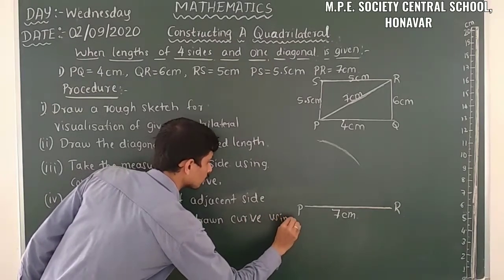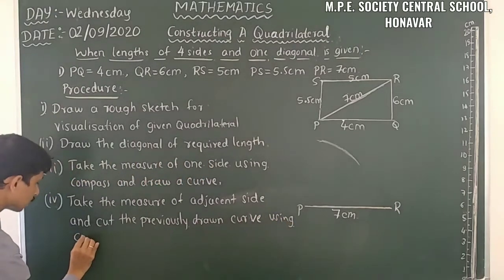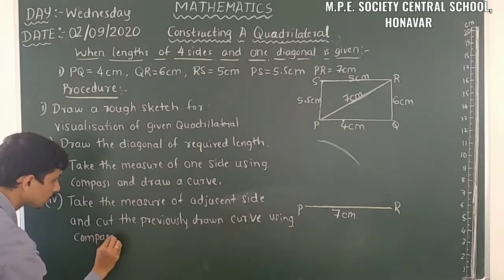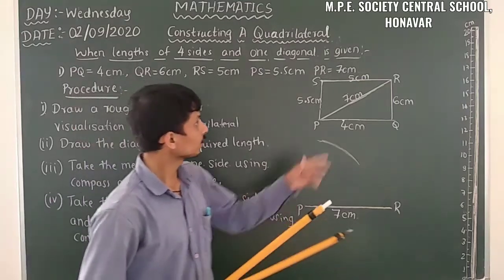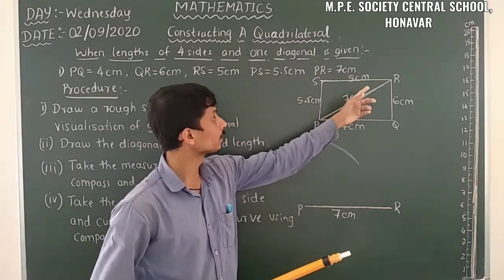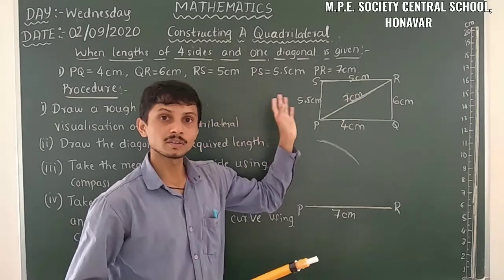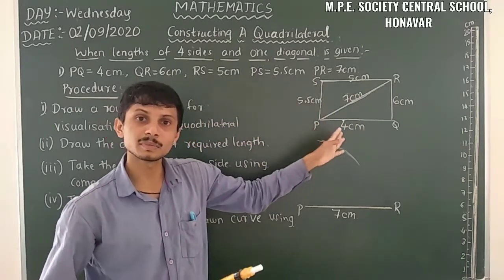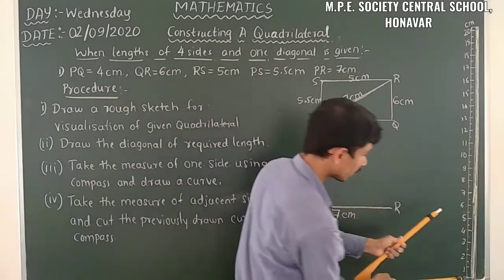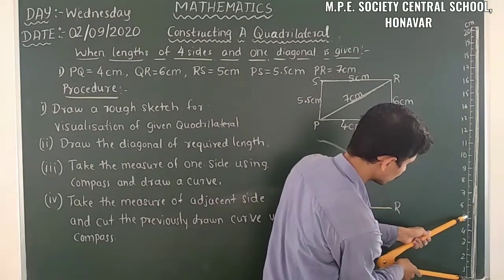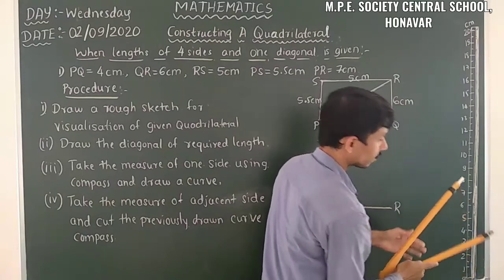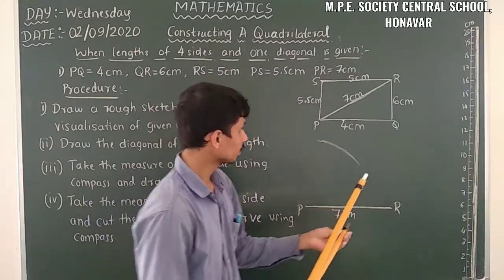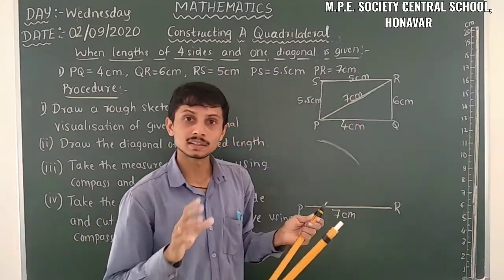Using compass. Yes. So here 5 centimeters there. The length of RS is 5 centimeter. We have to take the length of 5 centimeter in your compass. So here it is centimeter is here. Yes, this is the length of 5 centimeter. So here RS length it is.